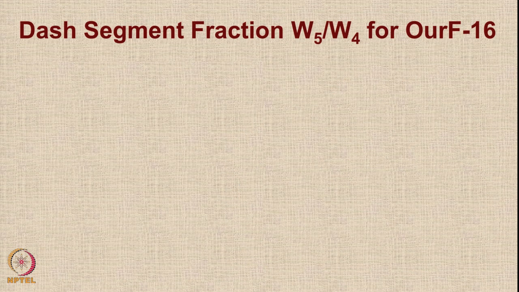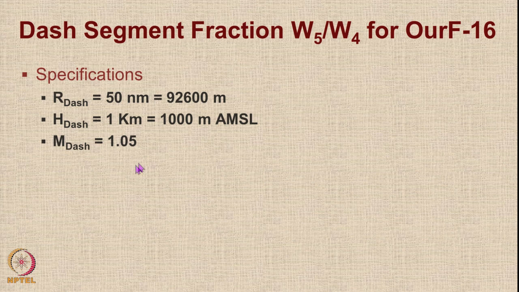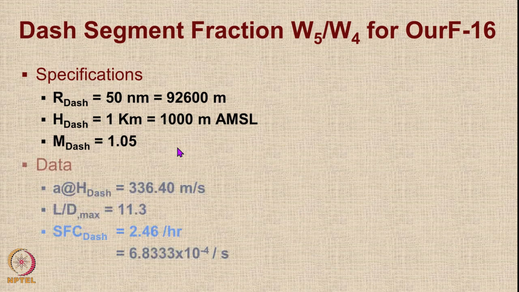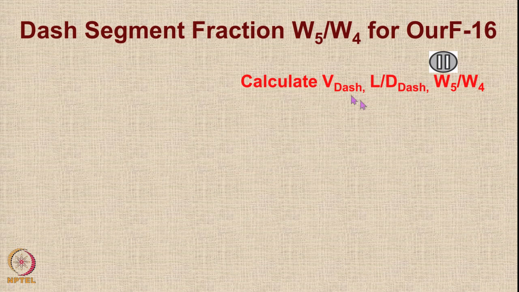The dash segment is a segment in which we are going to travel just 50 nautical miles, okay, 92.6 kilometers, but it is going to be at a supersonic Mach number of 1.05. So, under this condition, of course, the value of A can be calculated. This is almost known to us. The L by D max is 11.3 and SFC you notice is more than three times that of the cruise. So, keeping these numbers in mind, let us calculate now the value of V dash, L by D dash and the weight ratio. So, I would like you to pause the video and do the calculation.